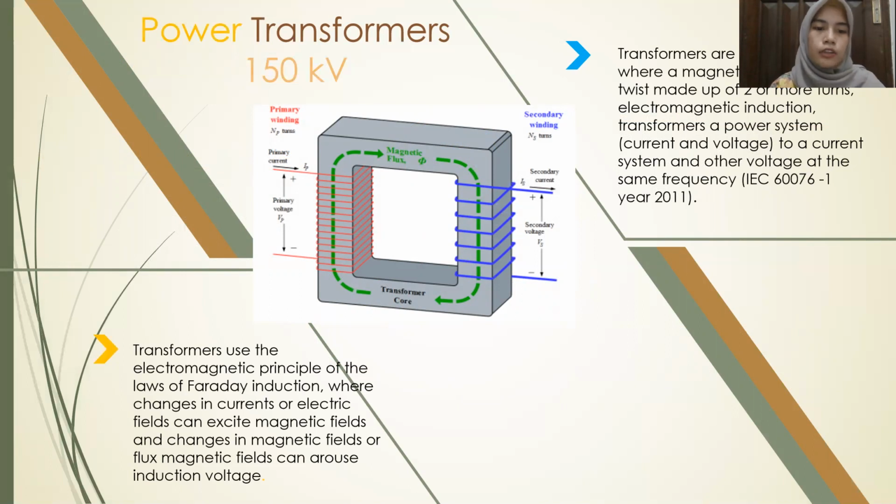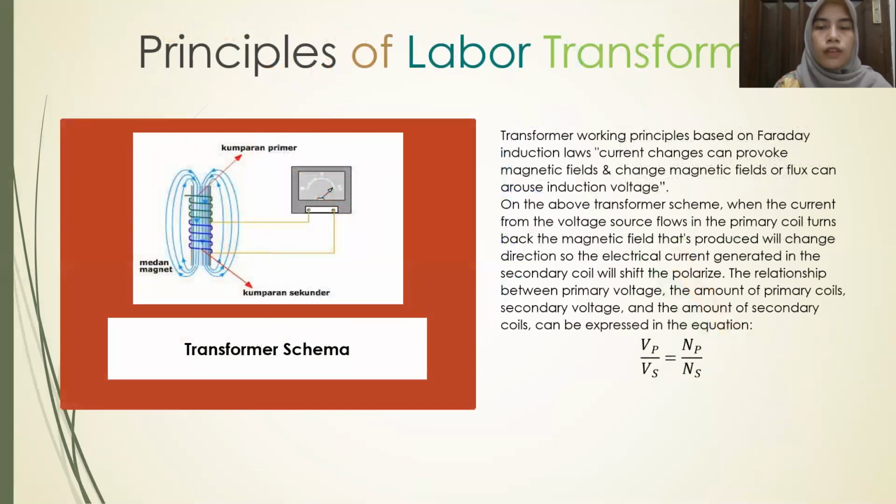Transformer uses the electromagnetic principle of the laws of Faraday induction, where changes in current or electric fields can excite magnetic fields, and changes in magnetic fields or flux magnetic fields can arouse induction voltage. Principle of transformer labor: transformer working principally based on Faraday induction laws. Current changes can provoke magnetic fields, and changing magnetic fields or flux can arouse induction voltage.